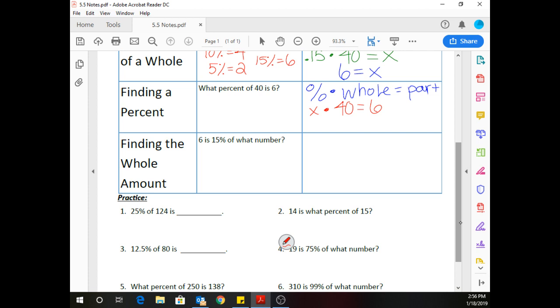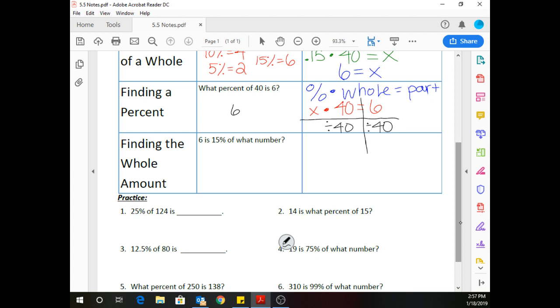So now this is where you're going to draw your balance bar to solve. I want to get x alone. So what am I going to do to both sides? Yep, I'm going to divide by 40. Divide by 40. Everybody with me so far?